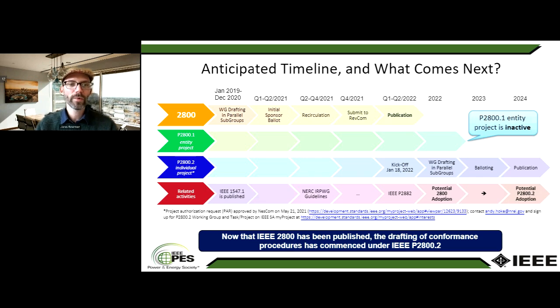Looking at the timeline, we have now successfully published the standard. And I should really say a big thank you also to the IEEE Standards Association, who provides us with the framework to draft, vote, and then publish a major document like 2800, which is really unique throughout the world. The 2800 project is ongoing. There's another 2800.1 project, which is an entity project that is currently on hold. And related activities include NERC guidelines, as well as the ramping up adoption of the standard.